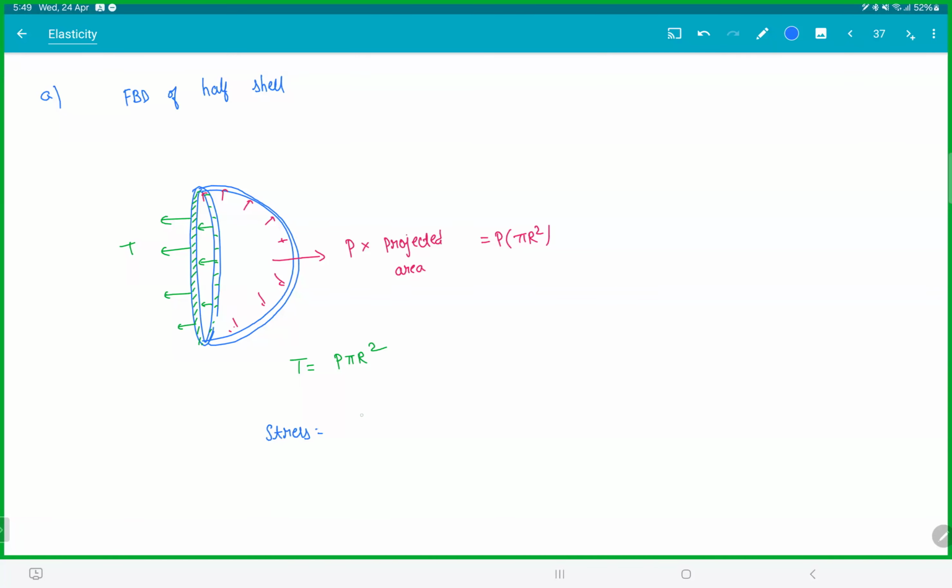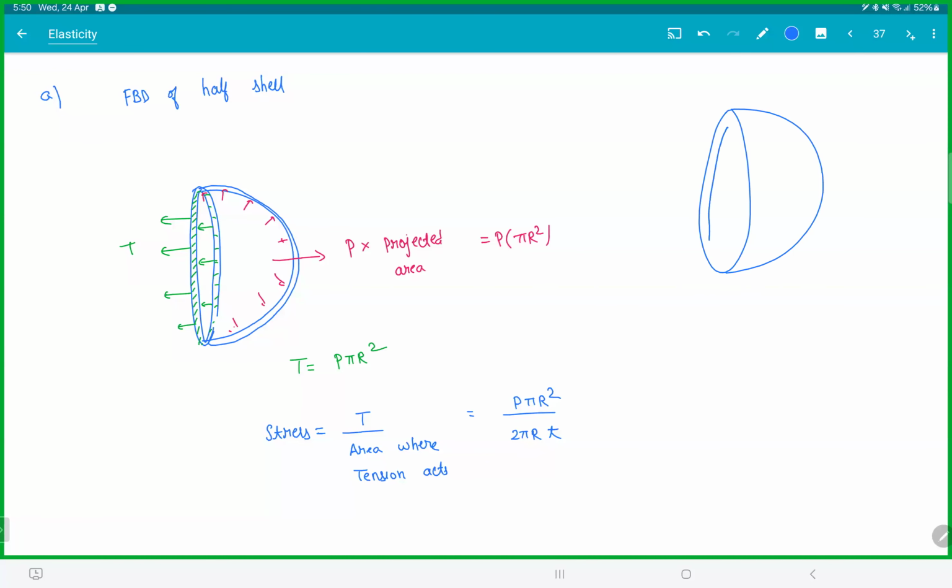Once you got the tension, what is stress? Stress is tension by area. Which area? The area of, again, the thin section, isn't it? Tension by the area where the tension is acting. That would be P into pi r square by 2 pi r into thickness T. Is everyone getting what is this force acting on this thin cross section? When I take this full shell, this entire thing is hollow, isn't it? There is no material here. The only material present is on this section. So that is the only place where you can have tension.